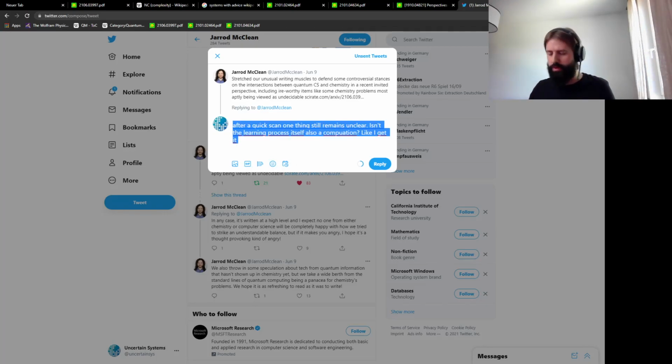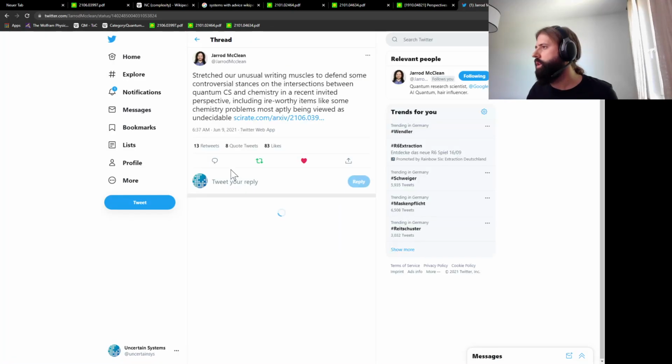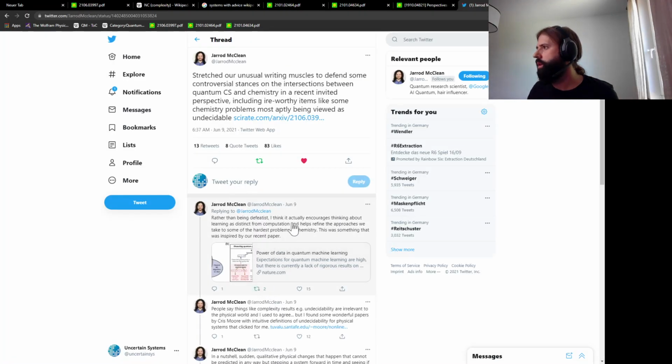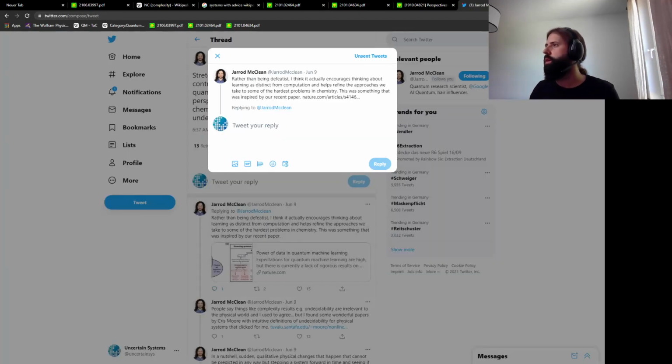Give me a second, because I think that was not the tweet. I think he did mention it a bit below. Exactly here. So he says, different computation helps refine the approaches we take to some of the hardest problems in chemistry. After a quick scan, one thing still remains unclear. So isn't the learning process itself also a computation?